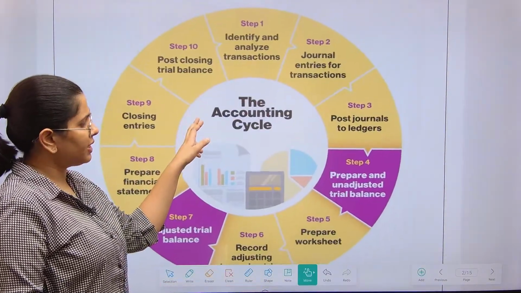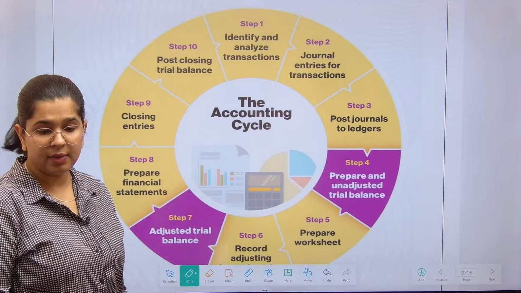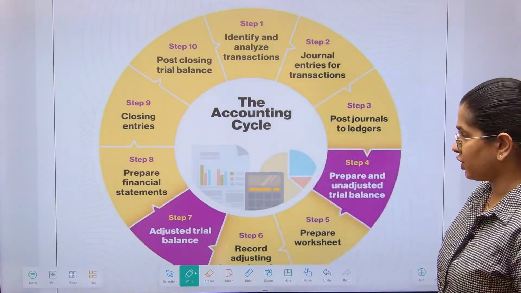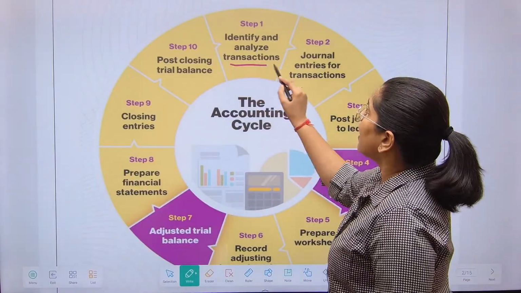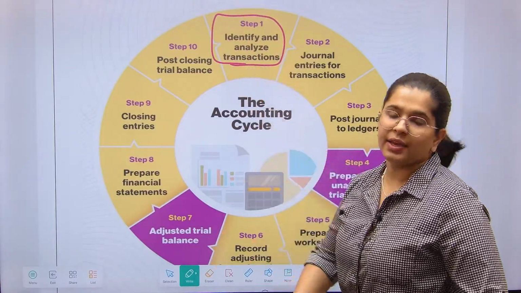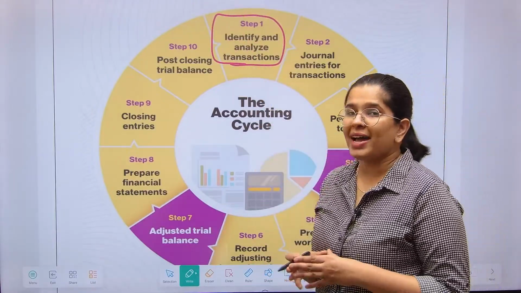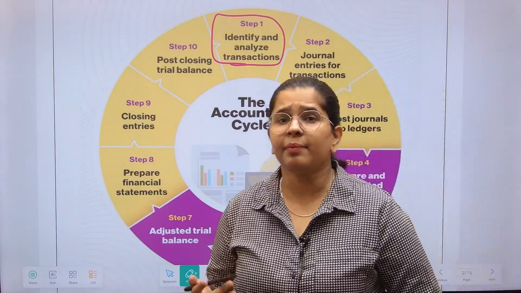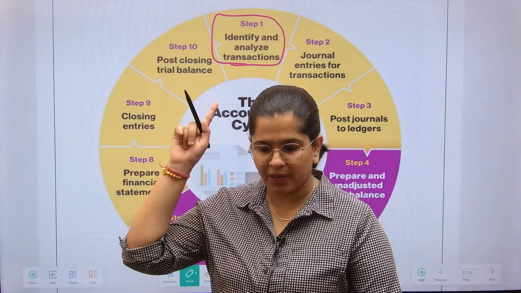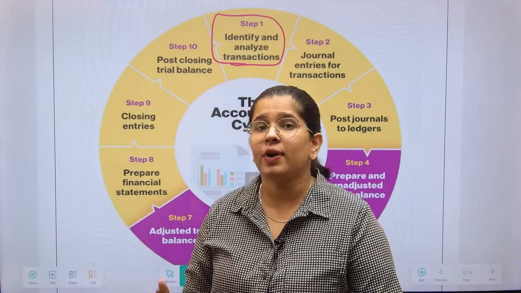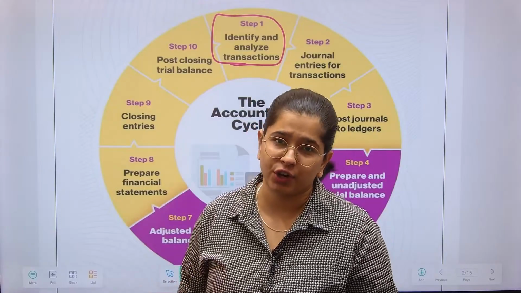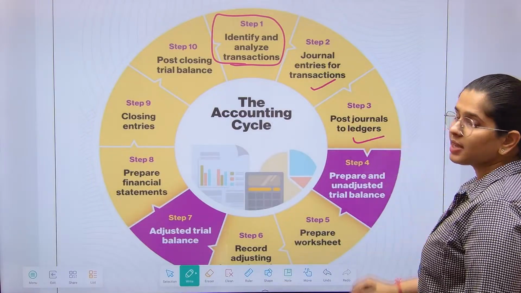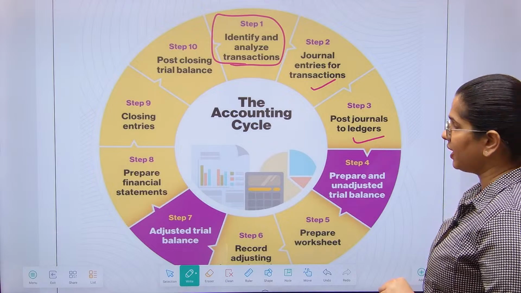Now this is the accounting cycle, this is how the accounting cycle moves. First of all, we identify and analyze the transaction. Your accounting principles help you over here, like your cost principle, your matching principle, as well as the materiality principle, everything comes into the picture. It helps you identify the transactions which you need to record into your books of accounts. Then journal entries are recorded, and journal entries are posted to the ledger. This is the second step that we have.